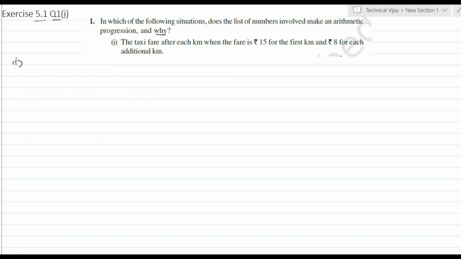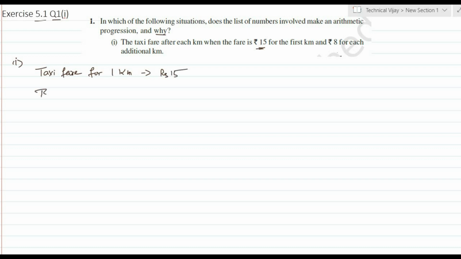The taxi fare after each kilometer, when the fare is rupees 15 for the first kilometer and rupees 8 for each additional kilometer. We have to analyze the situation and observe whether this series of numbers is an arithmetic progression or not. That is the question. So the taxi fare for 1 kilometer, how much is it? As per the data, it is rupees 15.